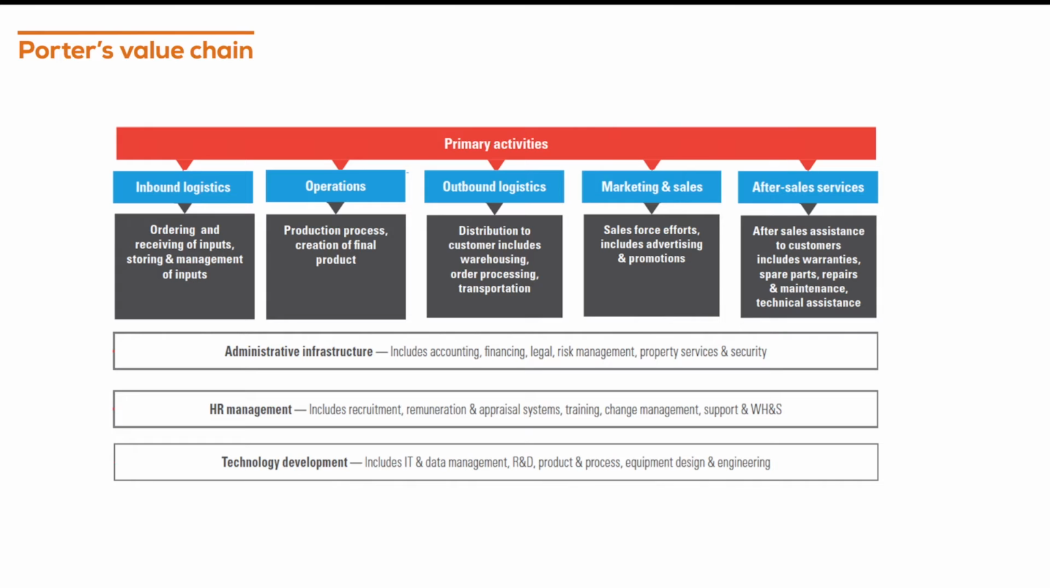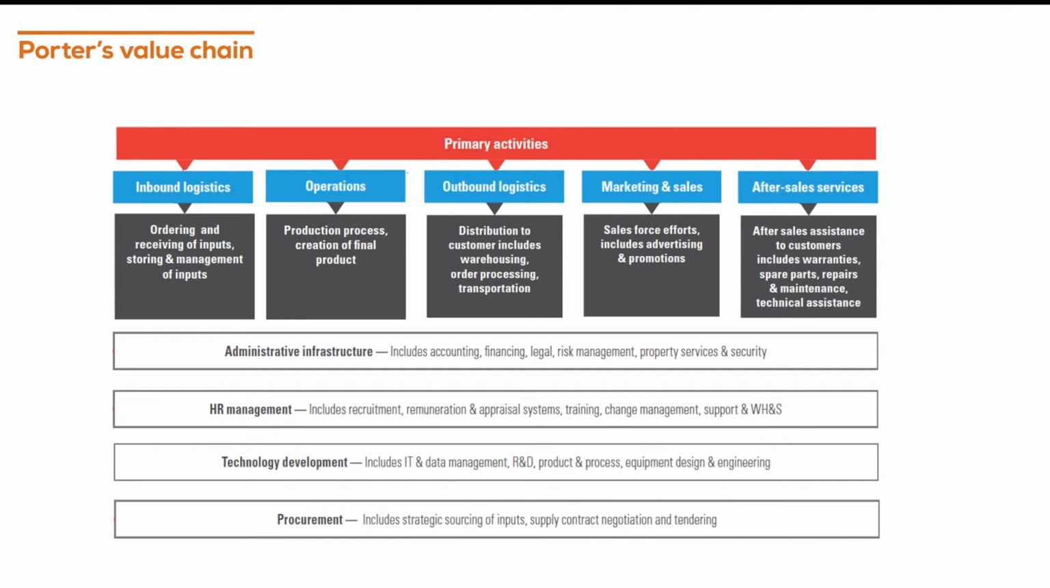Technology development includes IT and data management, R&D, product and process, equipment design and engineering. Technology development. Procurement includes strategic sourcing of inputs, supply, contract, negotiation, and tendering. So what do you think these activities are called? Are these activities interlinked with these products?